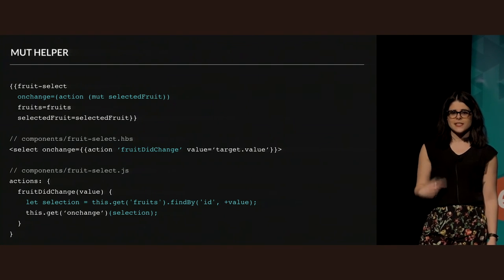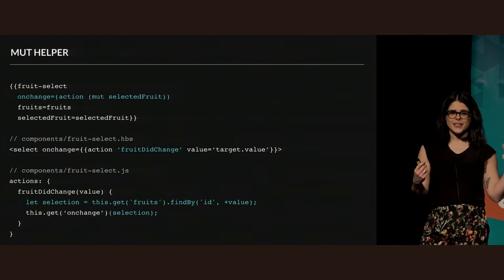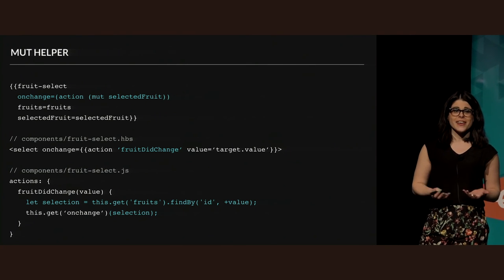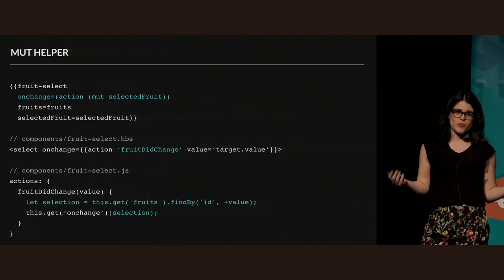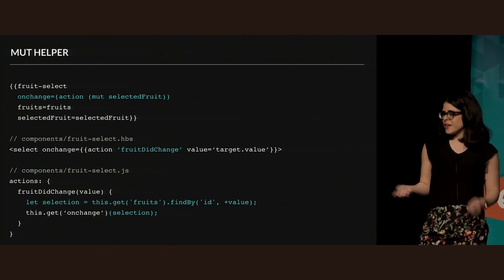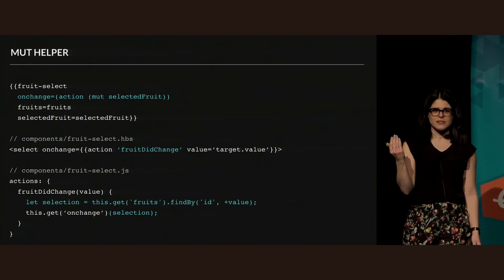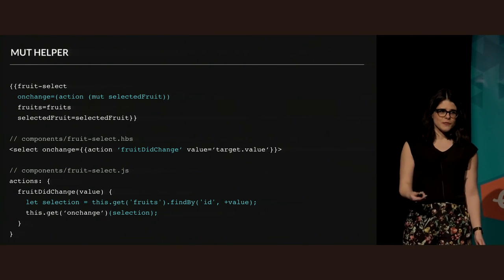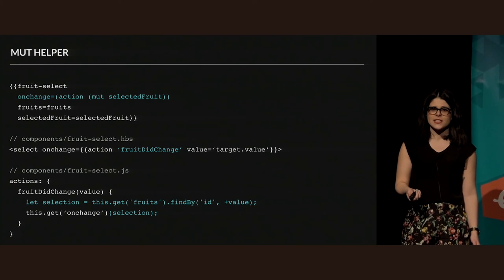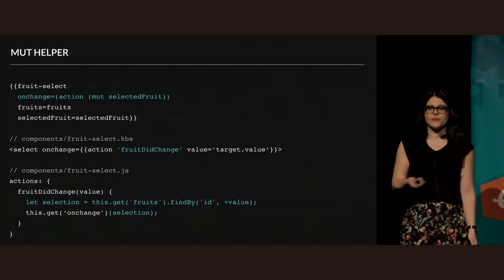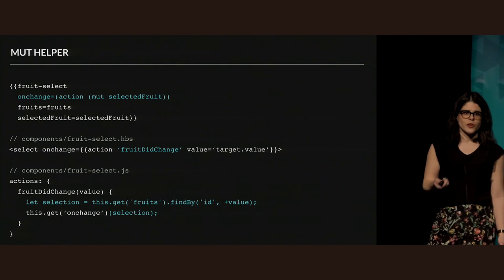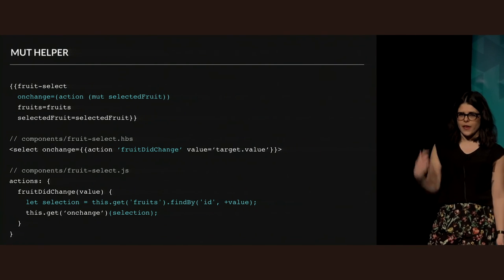Instead of doing this dot send action, because our action is passed in as an attribute, we can just go ahead and use a this.get lookup for whatever got put into onChange. And that function is going to run, and we're able to pass selection as a parameter up to that function. So lots of power, lots of flexibility when you're working with closure actions. And in fact, it feels more natural to how we know functions operate in JavaScript. So this is fantastic.